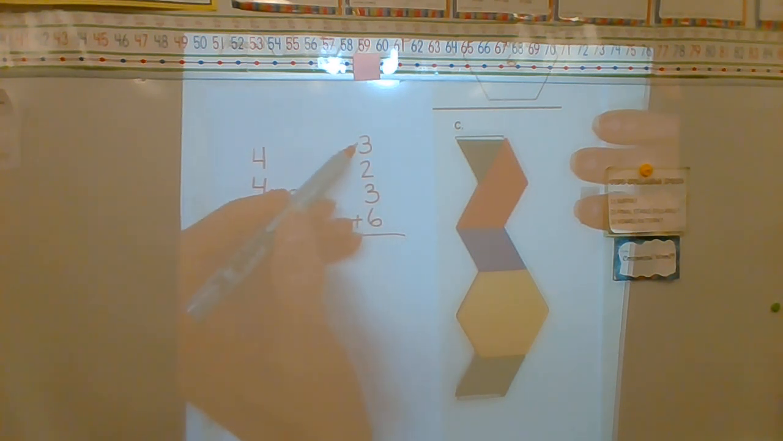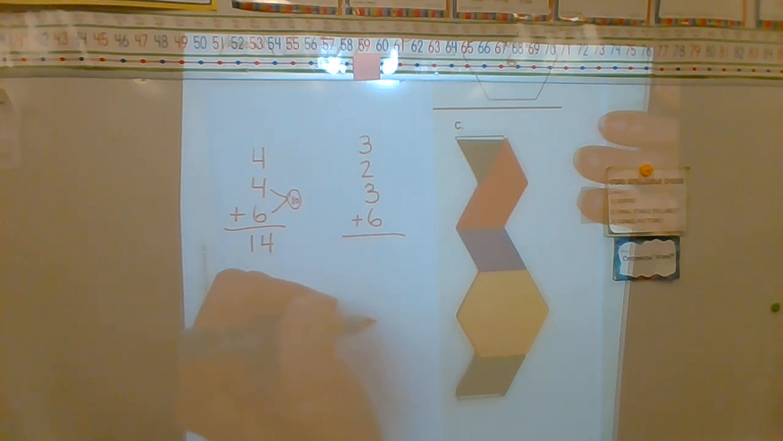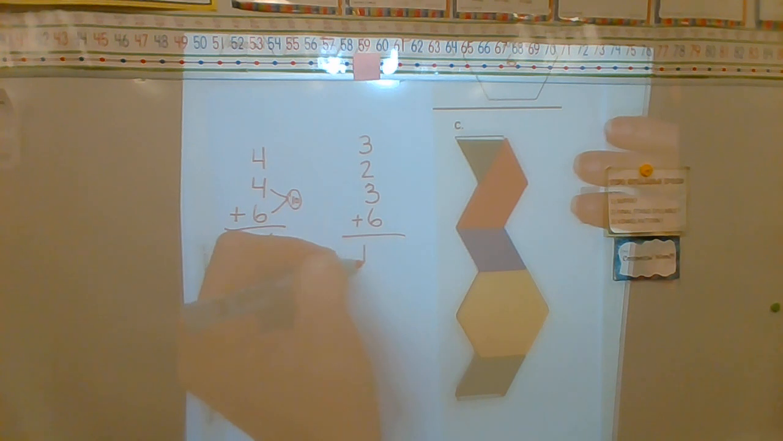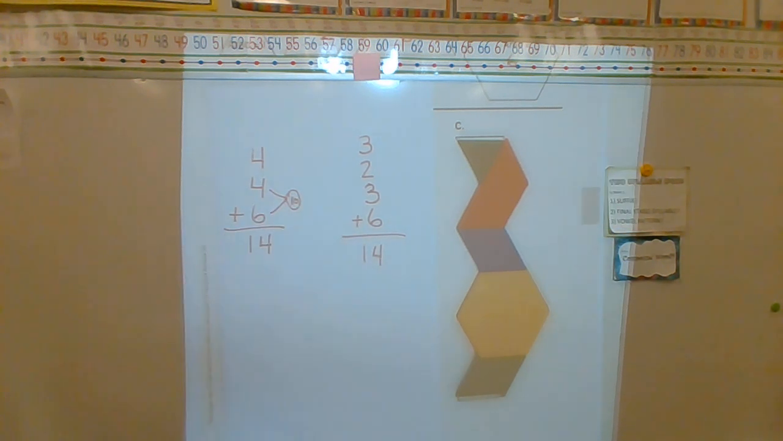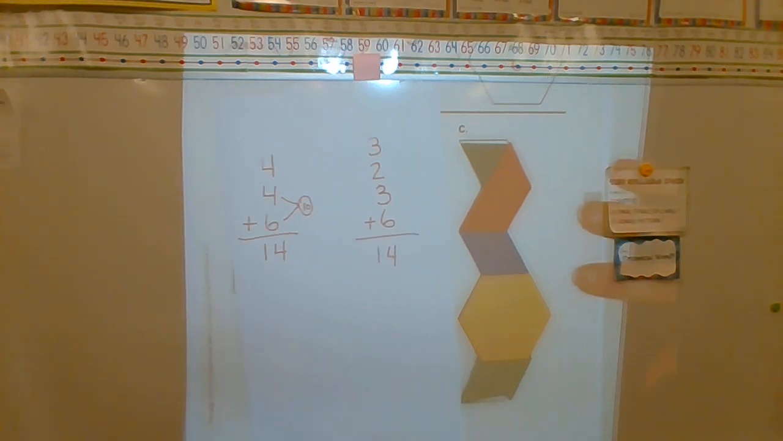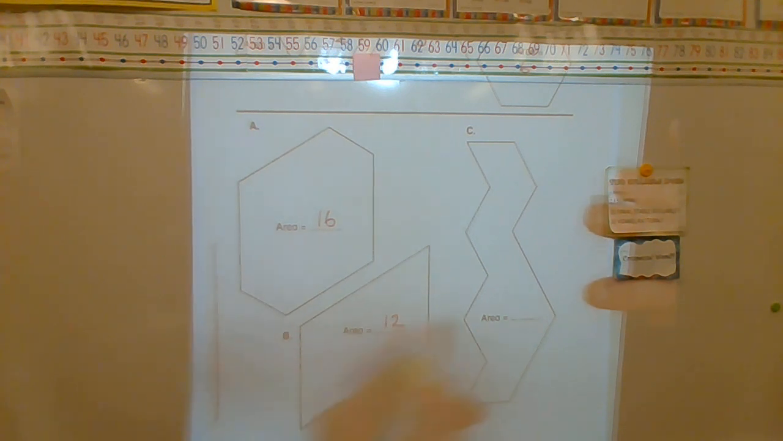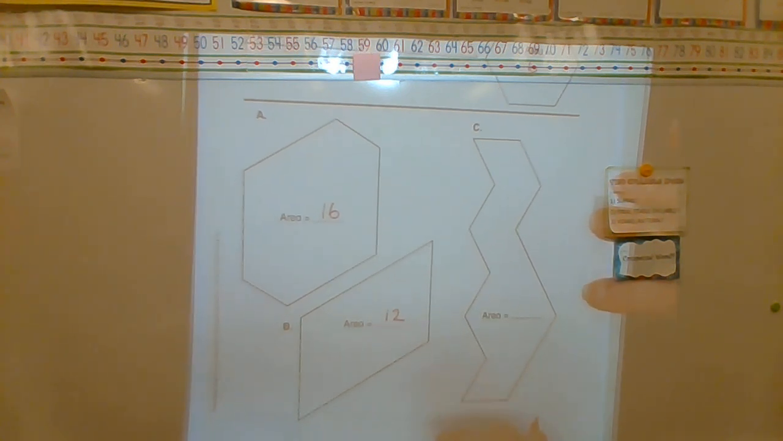All right, let's add them together. Good luck, everybody. What's 3 plus 2? 5. 6, 7, 8. What's 8 plus 6? I'll give you a hint. That's right, 14. So did it change because I changed the blocks? No, the shape stayed the same. So what was the area for shape C?